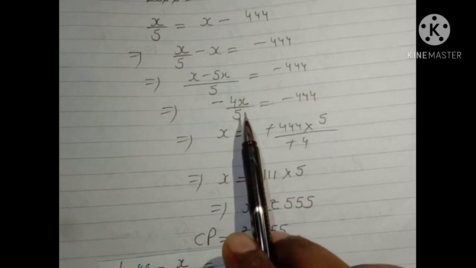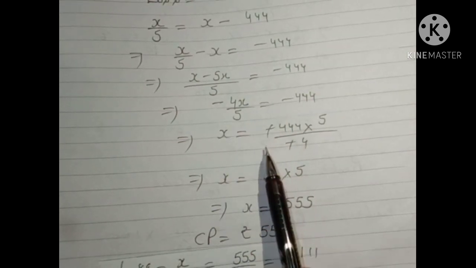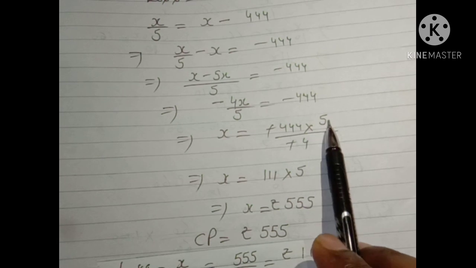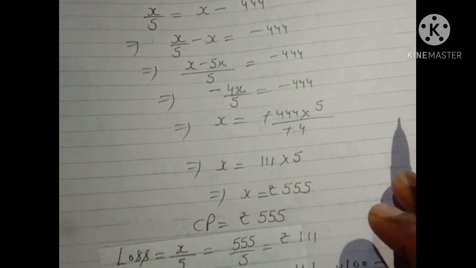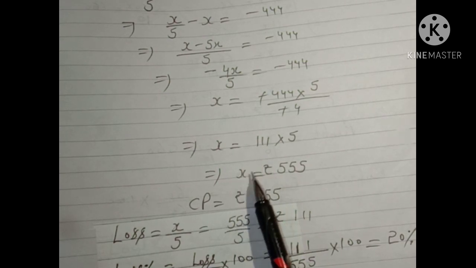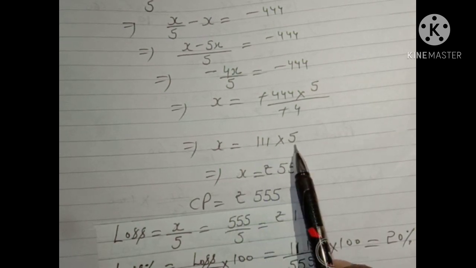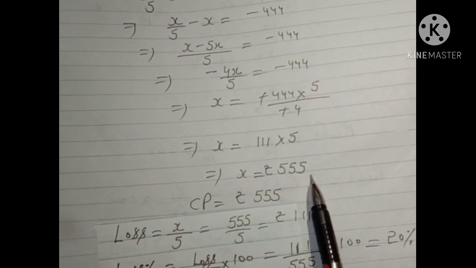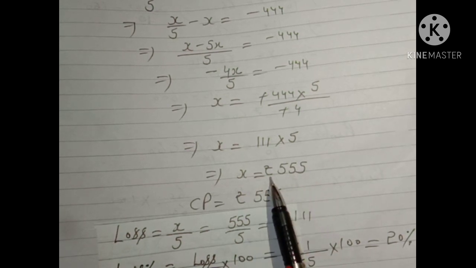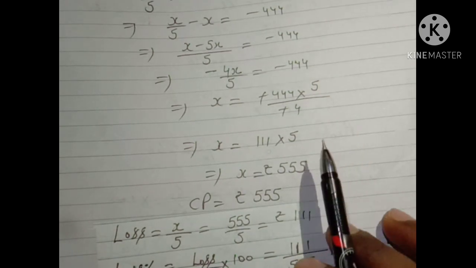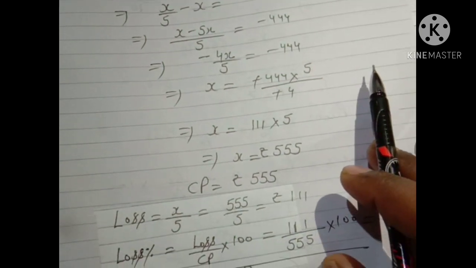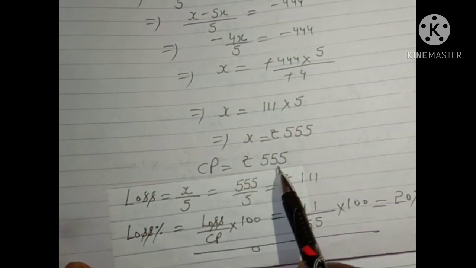In the next step after transposing the values, you can see minus 444 into 5 over minus 4, and minus and minus cancel. After doing the calculation the value of x will become 111 into 5, which is 555. So the value of x is 555, means the value of CP is rupees 555. So in this case the cost price is 555.